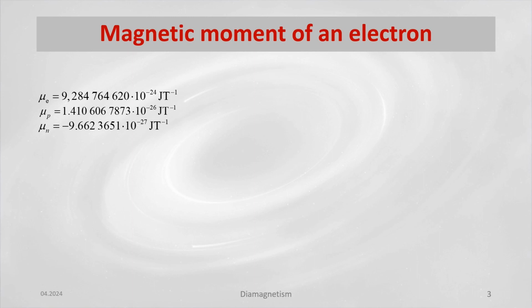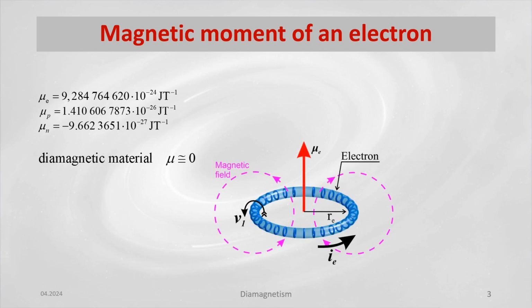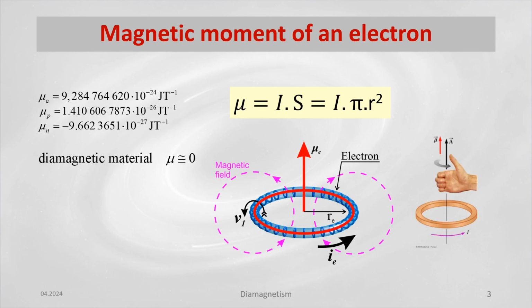In diamagnetic substances, the effects of the magnetic moments of electrons balance each other, so the resulting magnetic moment of the diamagnetic is minimal to zero. According to the basics of the ring theory, we can associate the structure of the electron with a current loop, and its magnetic moment can be defined in terms of the current and area of the electron. The direction of the magnetic moment vector is determined according to Ampere's right-hand rule.